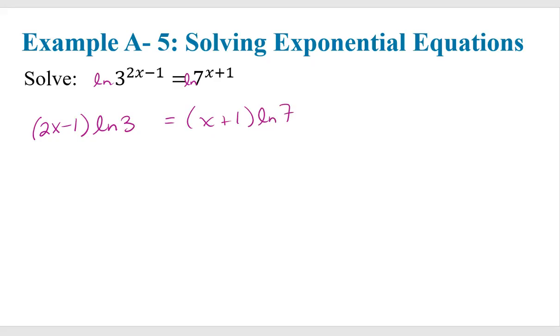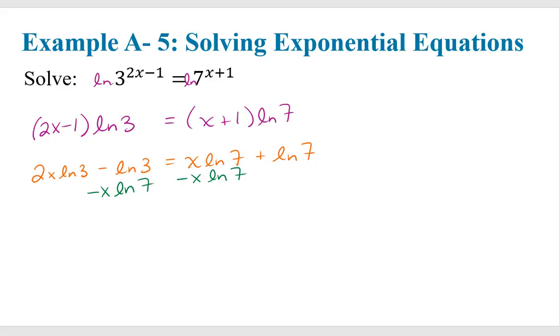Then I can utilize my distributive property. So this would be 2x times the natural log of 3 minus the natural log of 3 on the left. And on the right, I'd have x times the natural log of 7 plus the natural log of 7. All right, then I can say, okay, I have x's on both sides, and that's what I'm trying to solve for. So I'm going to move anything that has an x over here to the left. So I'm going to move that over here.